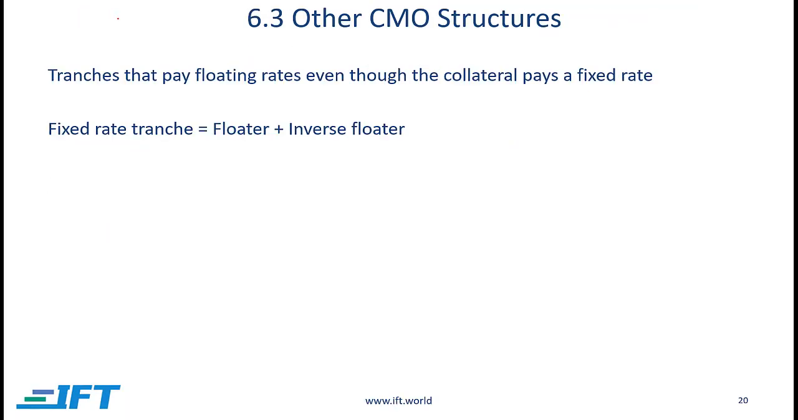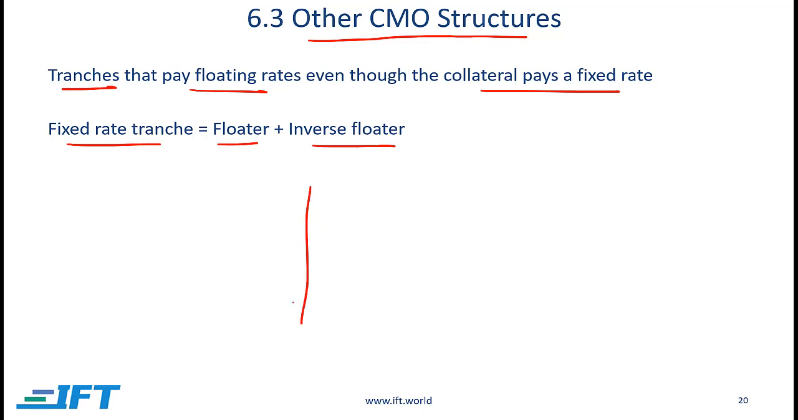We've talked about different kinds of CMOs such as sequential pay structures and PAC structures. Keep in mind that other CMO structures also exist. For example, there are tranches that pay floating rates even though the collateral pays a fixed rate. So you might be wondering how this can happen. The idea here is that a fixed rate tranche is equal to a floater plus inverse floater.